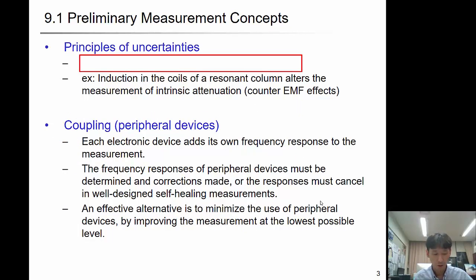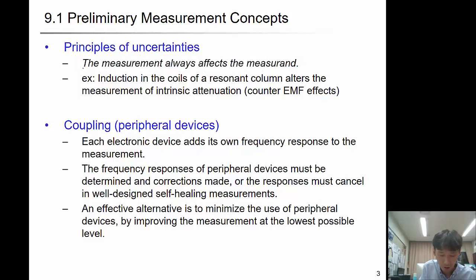So let's talk about the preliminary measurement concepts. This section tells about the principles and the guidelines that you have to keep in mind when you design your experiment. So, principles of uncertainties. First, the measurement always affects the measurand.